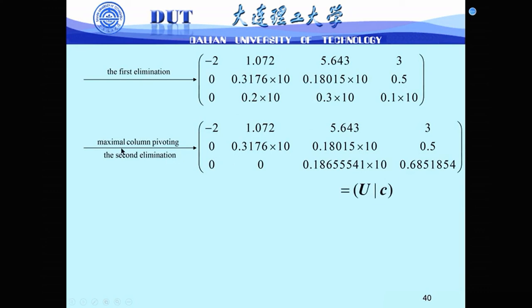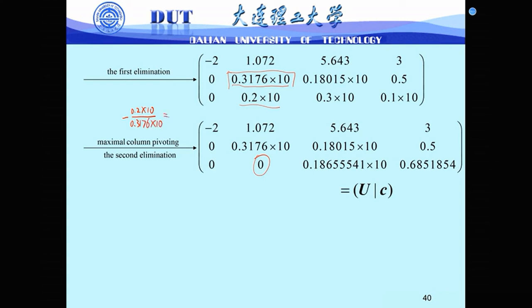Now you see, okay, now because this number is already biggest one, right? So we don't need to select other pivot. So we use this number as pivot to eliminate this number. So change it to 0. Then we use multiplier. So I write here. The multiplier is minus ratio. Remember? Okay, numerator is this number, 0.2 multiply 10. Okay. Denominator is the pivot, 0.31776 multiply 10. It's okay?